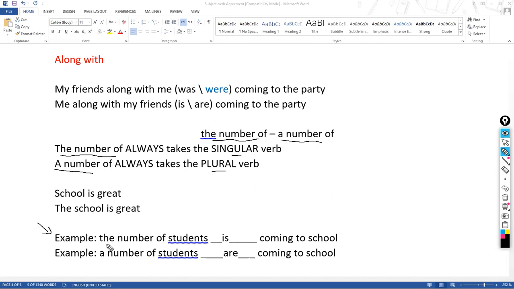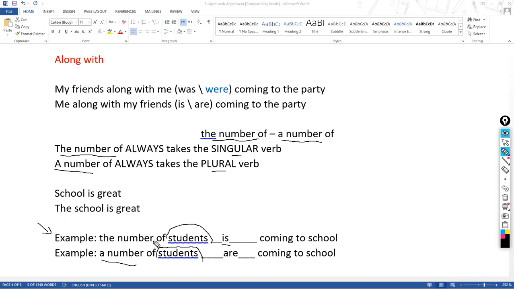The first example says: the number of students is coming to the school. The second example: a number of students are coming to the party. I know that in both examples I have a plural, students. But the secret is in using the number of and a number of.